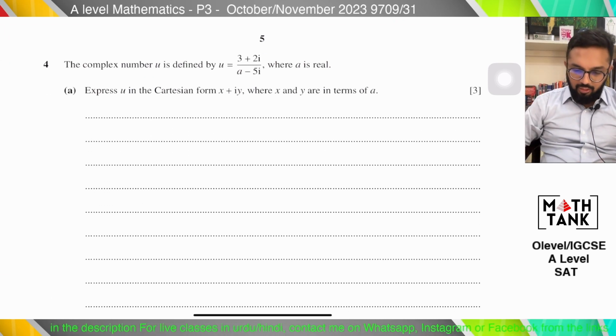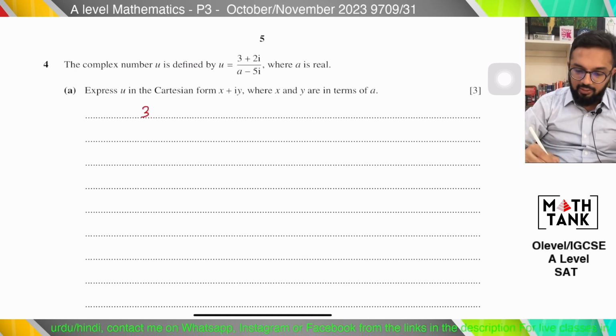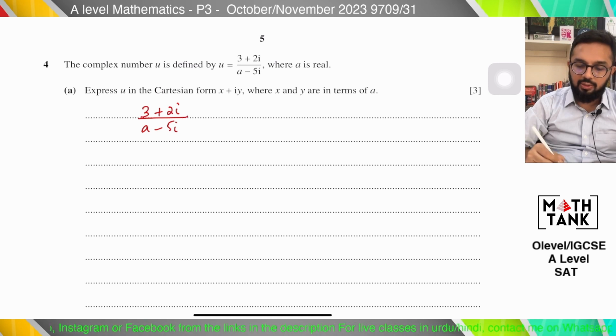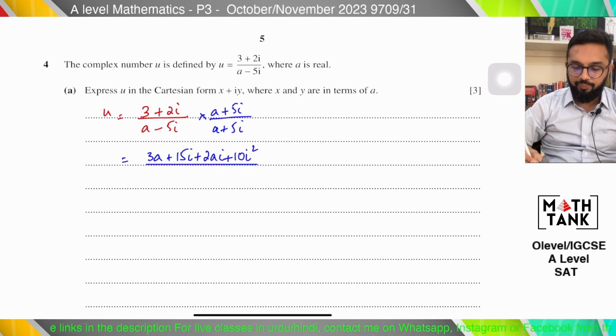Question number 4 says the complex number u is defined by this, express u in the Cartesian form x plus iy. So it's asking me to simplify this, or divide this, or rationalize this, whatever you want to call that. I multiplied by a plus 5i over a plus 5i. To rationalize, this becomes 3a plus 15i plus 2ai plus 10i squared over a squared minus 25i squared.